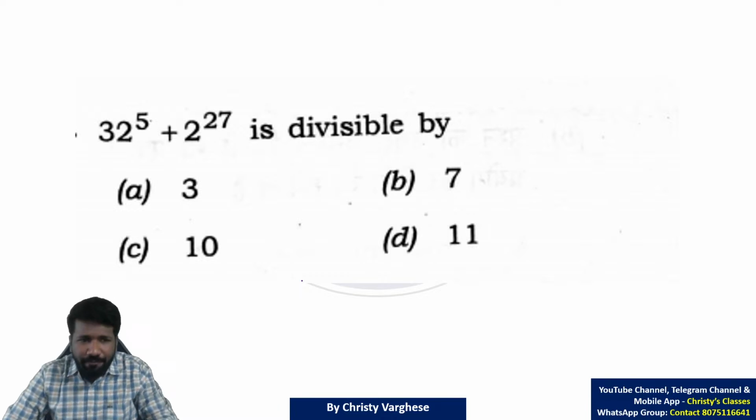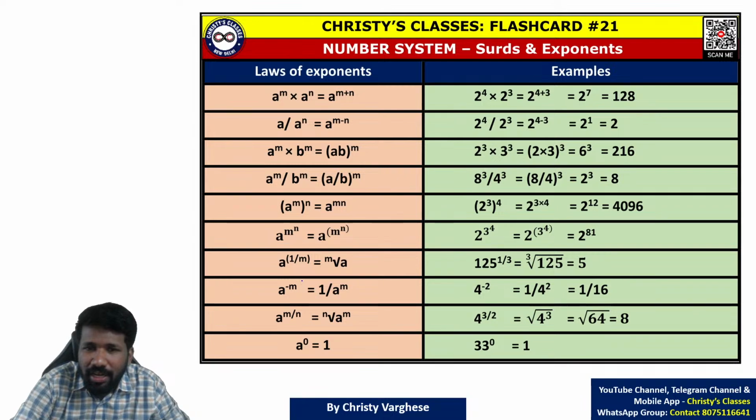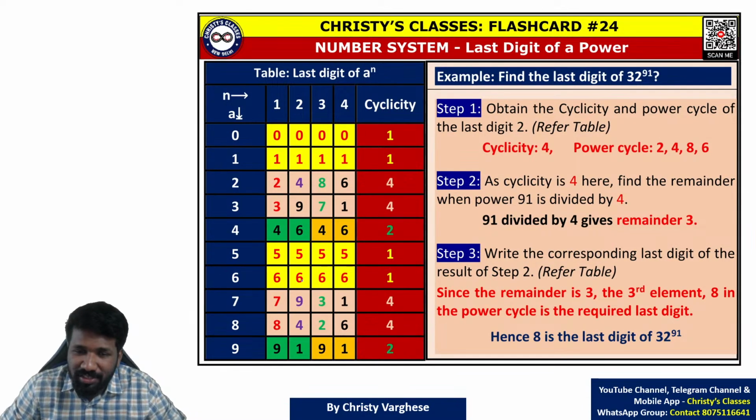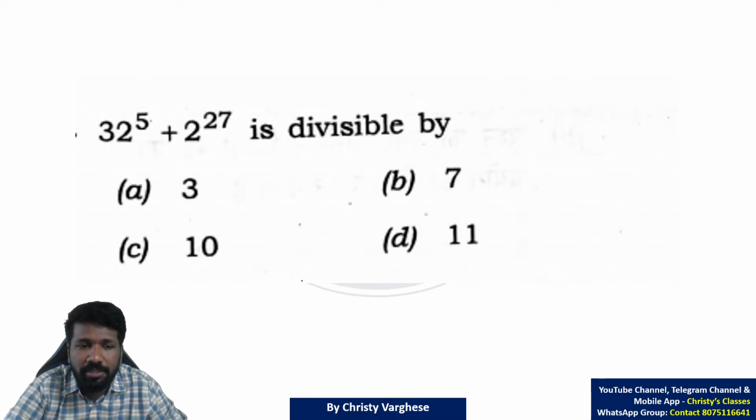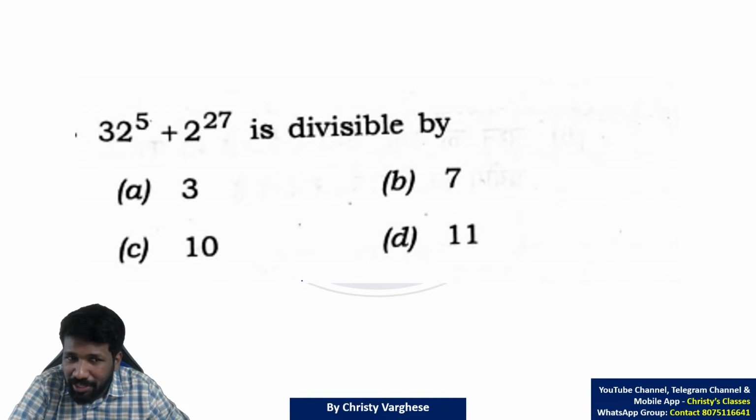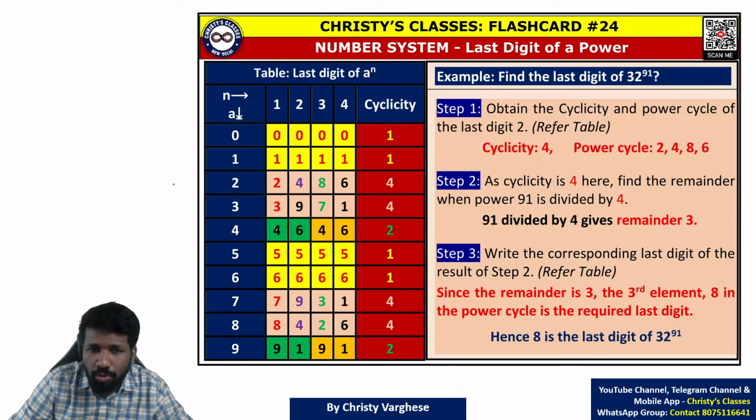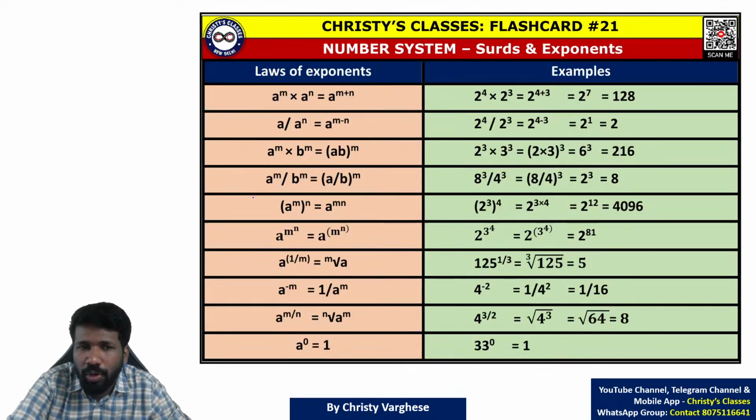This question can be done in different ways actually, but I will tell you the shortcut way. Shortcut way is using the last digit of power idea, which we already used in another question. Yeah, so last digit of power idea, if it is very clear to you, that is a shortcut. But if that is not clear, I will tell you another method using laws of exponents. So last digit of power idea, how to do that? The power cycle of 2 and 3 you need here.